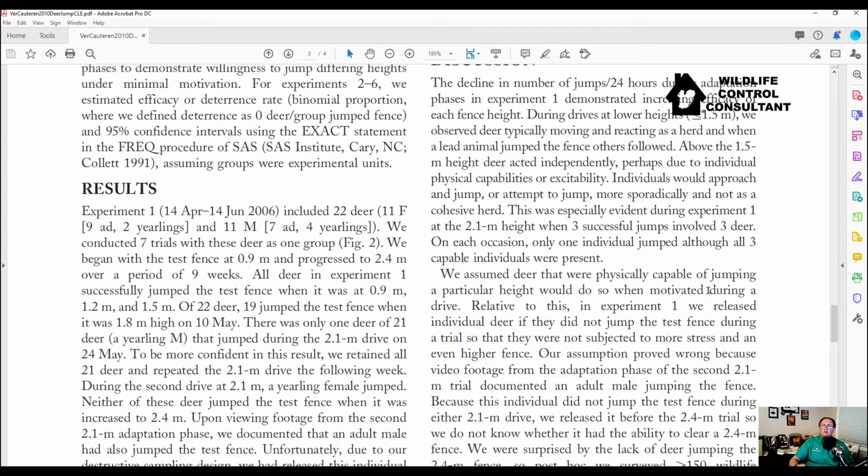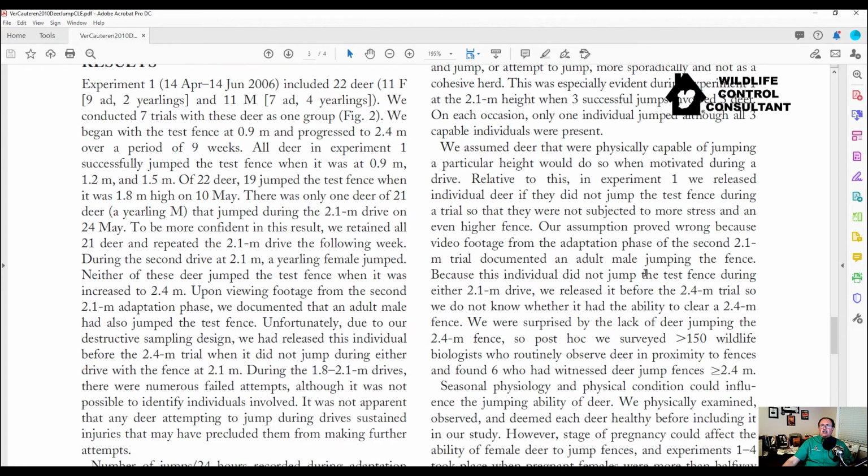So we're going to look at some of this and notice what they did. I'm going to just look at this sentence here. Because this individual did not jump the test fence during either the 2.1 meter drive, that's when they were driving the deer, putting the deer under stress to see if they can jump higher over the fence, we released it before the 2.4 meter trial, so we do not know whether it had the ability. See, they're explaining a problem that they had in their experiment. One of the deer they got rid of because the deer didn't jump a lower fence.